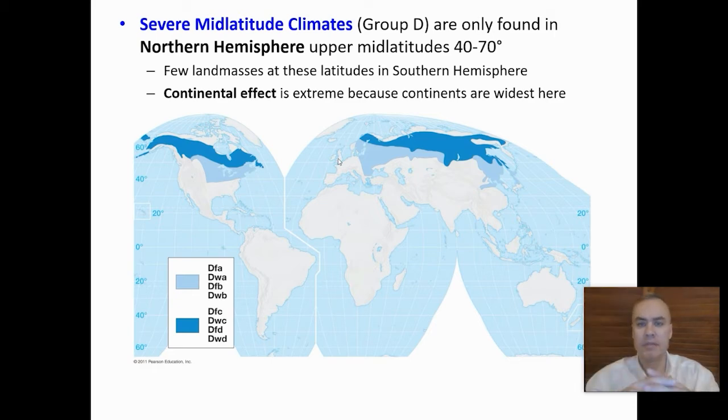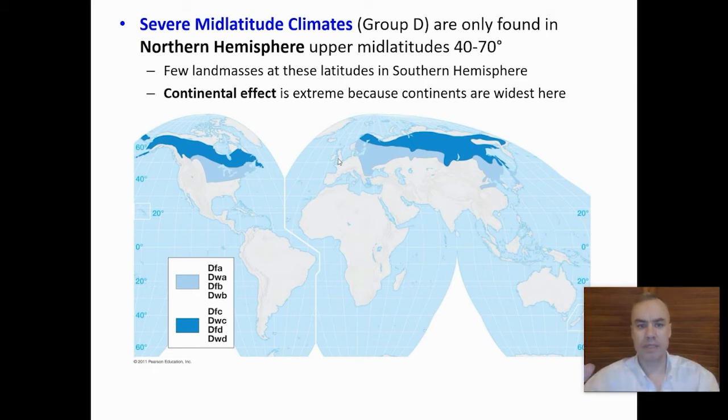And that's because if you look at 40 to 70 in the southern hemisphere, there's hardly any land there. And the land that is there is very narrow or small islands. And that means you can't have much of a continental effect because there's no real interior to the continent that you can go deep into. Whereas the severe mid-latitude climates are really defined largely by their continental effect. If you notice, the continents are at their widest in this part of the world.